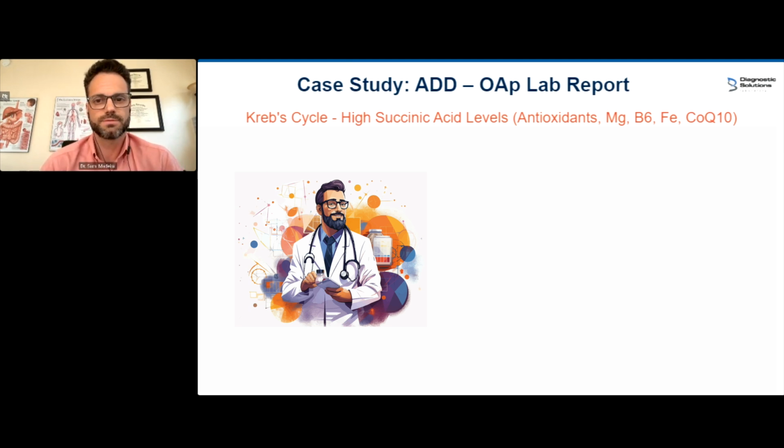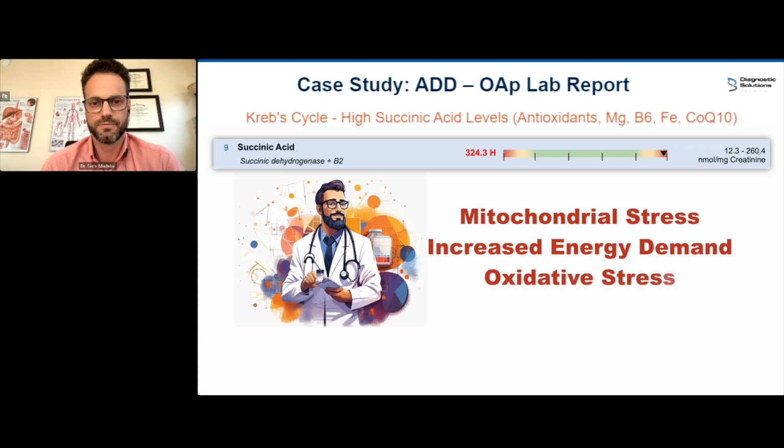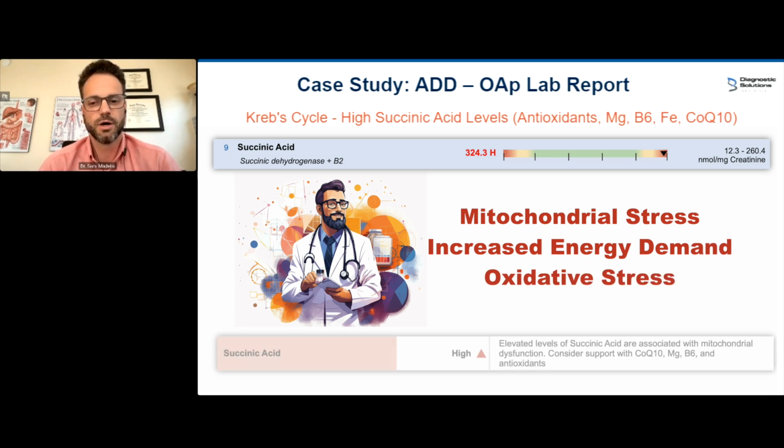So for Drax, we saw that his succinic acid, succinic dehydrogenase, SDH enzyme, was not moving forward to fumarate. And obviously it's a very high level found in his urine here, and we want it well below 260. So cofactors that we would want to look at, or support here, would be antioxidants. CoQ10 is a big one. Potentially iron, because actually succinic acid dehydrogenase is an iron sulfur enzyme.